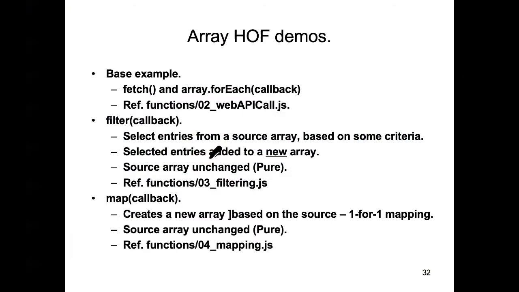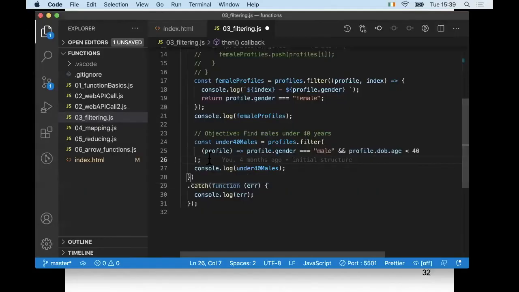Map is the next one. Map is another higher order function. What map does is it takes your source array and produces a new array from it. There are as many elements in the new array as there are in the source array, but usually what the new array contains is extracts from the elements in the source array. So I want to go through my array of user profiles and produce a new array that contains just a user's email and one other property. Map doesn't change the source array, so it's what we would call a pure function. Let's look at the example.